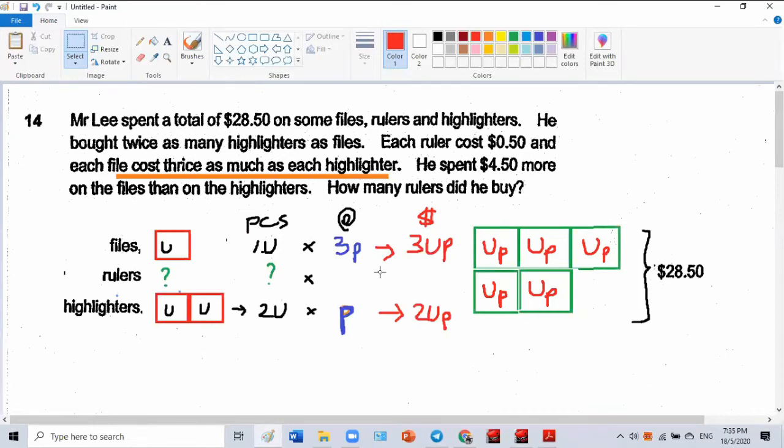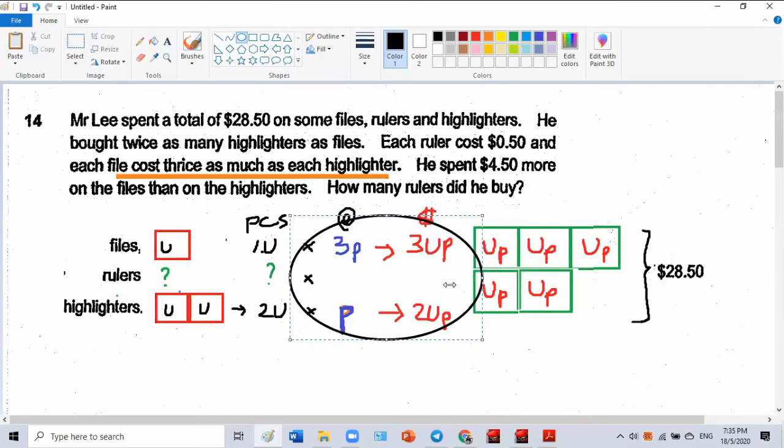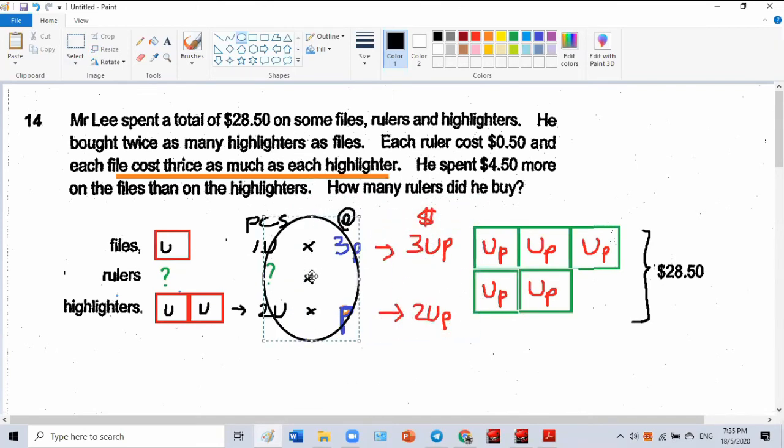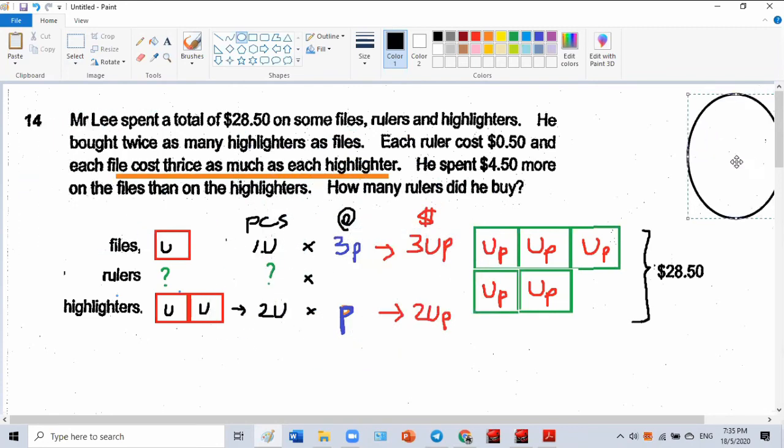Do you understand why I draw like that? Not to confuse you, what's the difference between this and this? This is just unit. Whereas this one is unit times the price. Price, I don't know, it's P. The price for highlighter is P. This is 3P. So 1 unit times 3P is 3UP, and 2 unit times P is 2UP. Now I draw the box: 3 boxes with UP, UP, UP inside and 2 boxes UP, UP. Okay? Next statement.